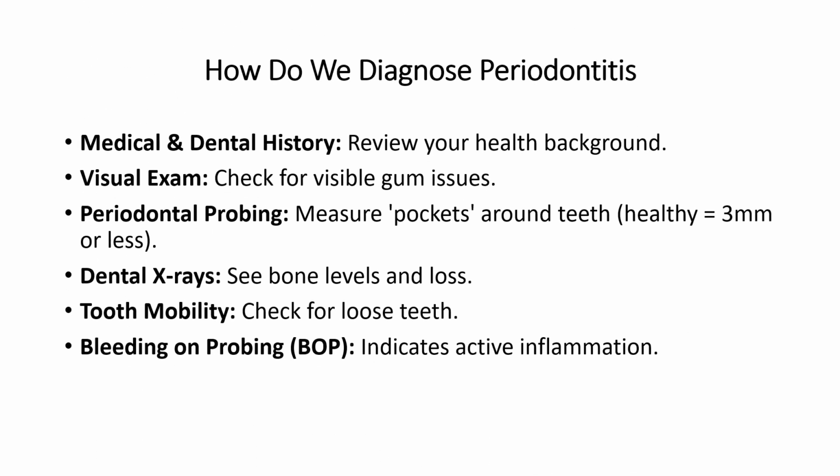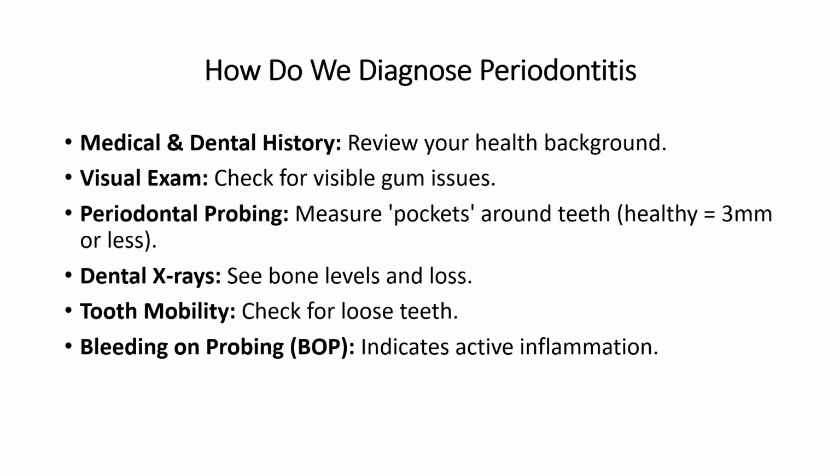Diagnosing periodontitis accurately requires a thorough examination by your dentist or a gum specialist, called a periodontist. We start by reviewing your medical and dental history to understand any contributing factors. Then, we do a visual exam to look for signs like red or swollen gums. The most critical part of the exam is periodontal probing. This involves gently measuring the space between your tooth and gum.